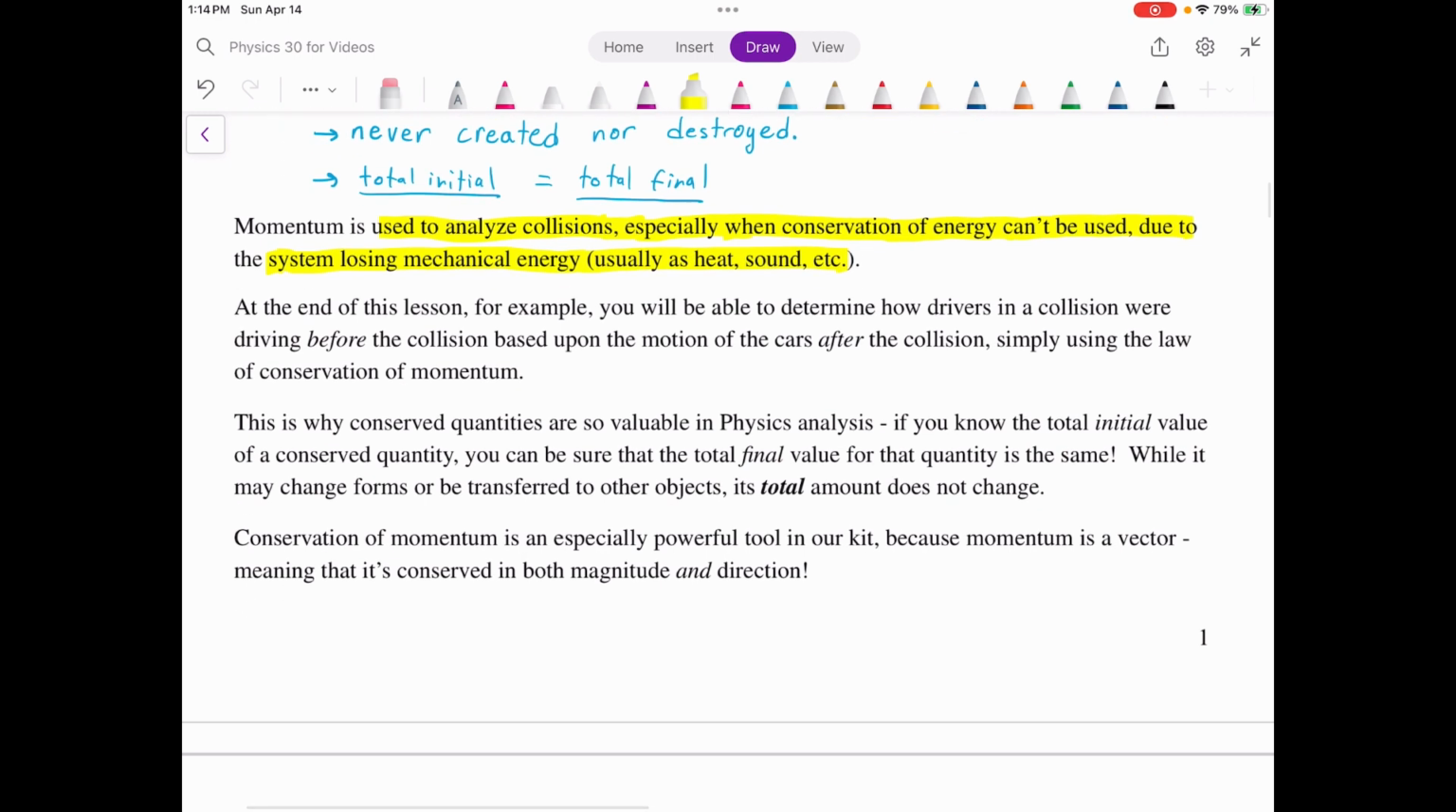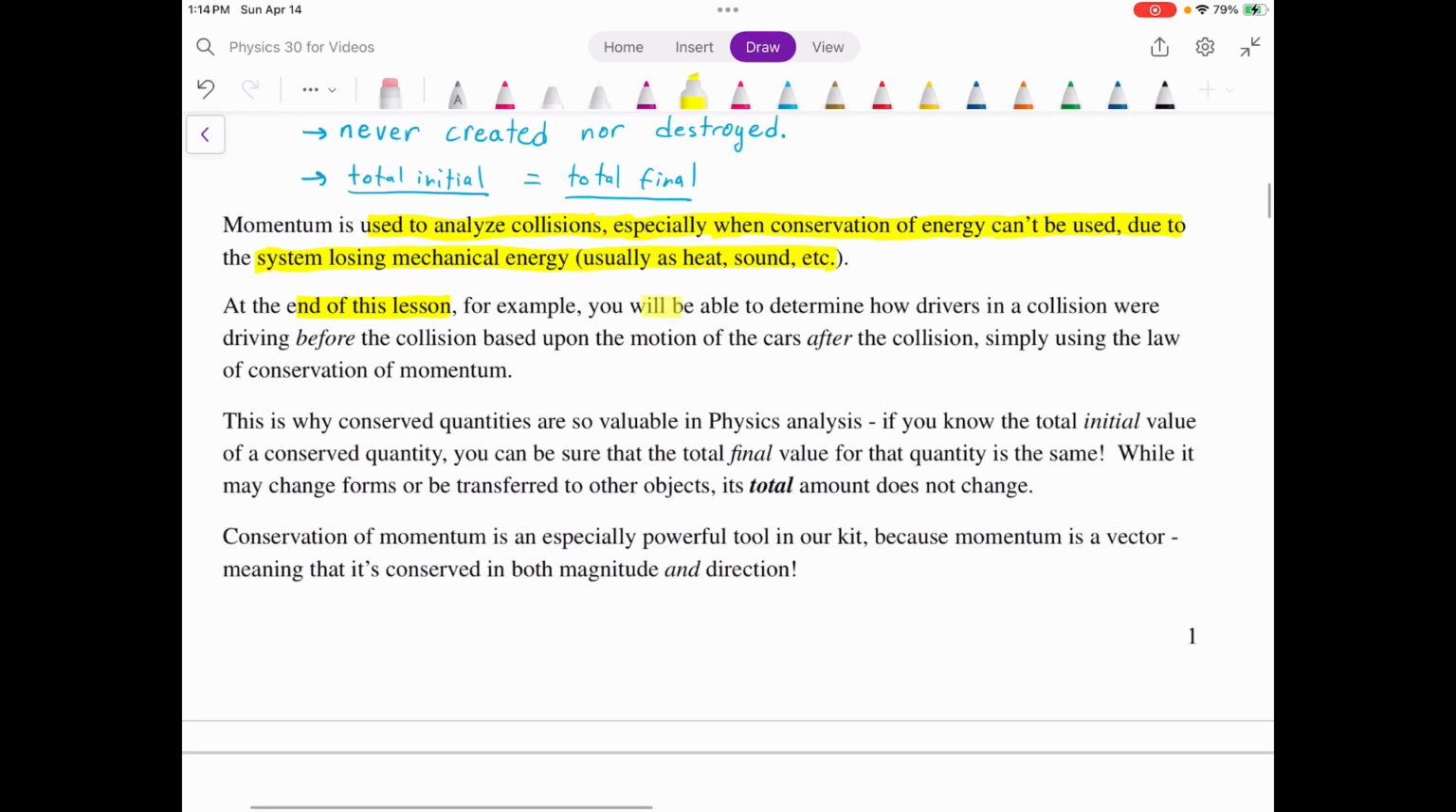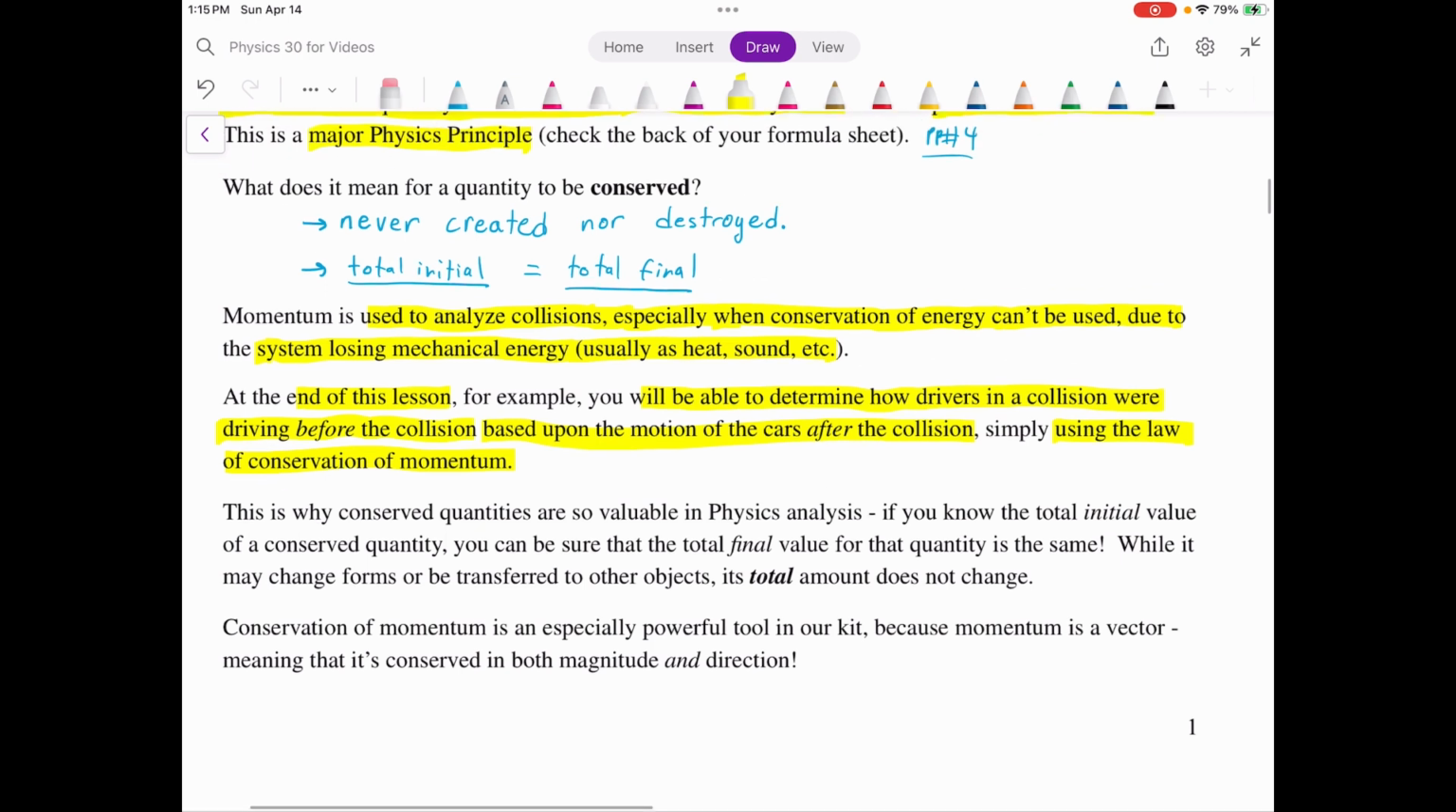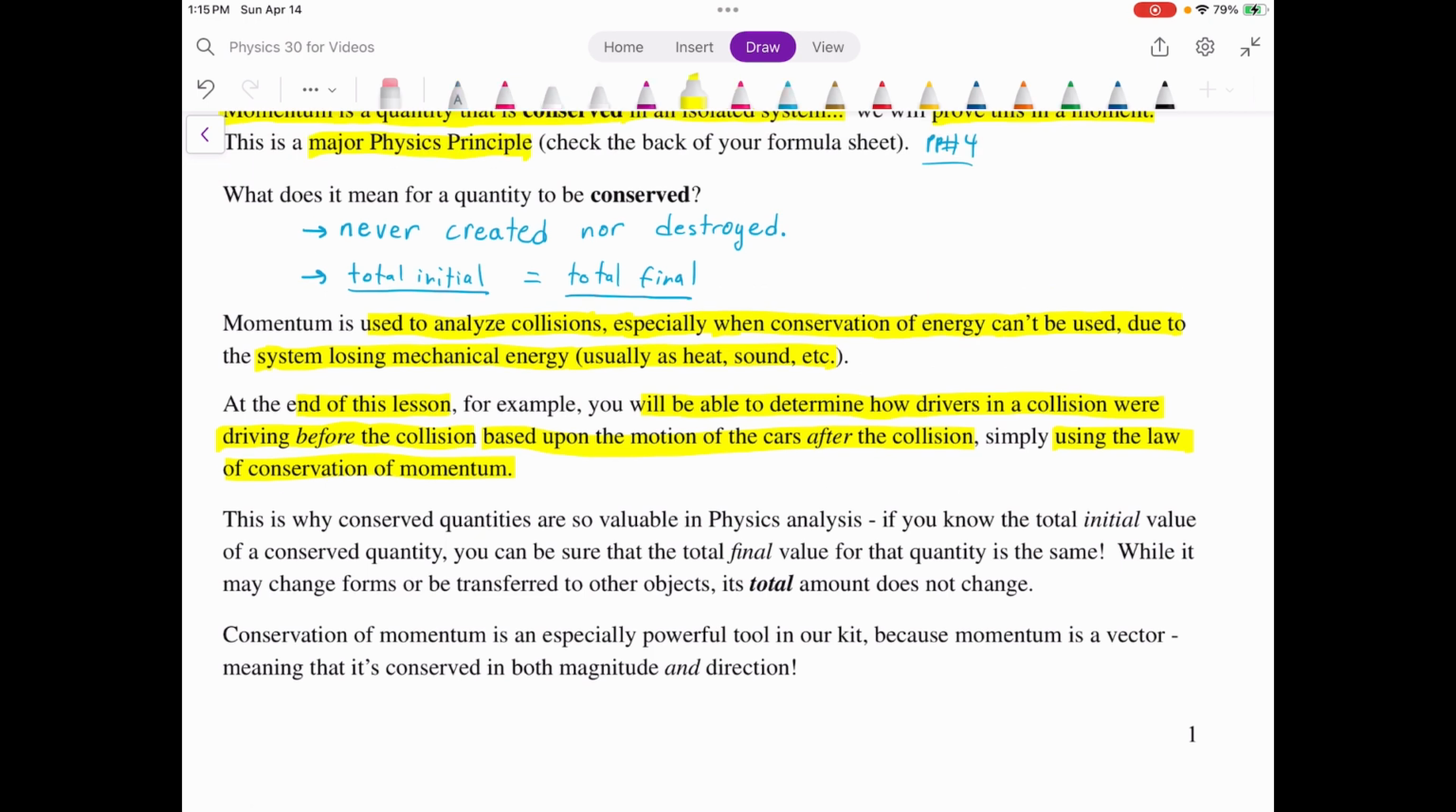So like I said, at the end of this lesson, with the law of conservation of momentum, we'll be able to determine maybe how drivers in a collision were driving before the collision based upon the motion of the cars after the collision, simply using the law of conservation of momentum. Because if we know their momentum after the collision, well, we know they must have had the same total momentum before the collision, thanks to the law of conservation of momentum.